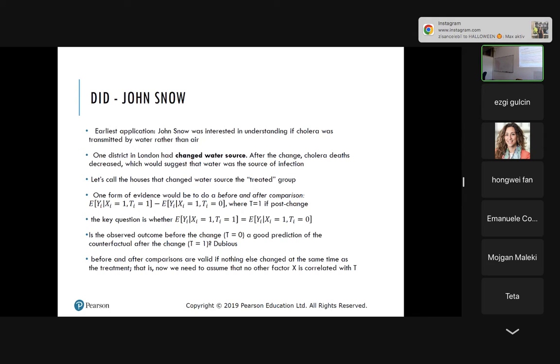So let's build it. We need to go back to the elements of the difference in differences: we need a treatment group, we need a control group, we need two periods. And then we need a variable W, which is unobserved, and we assume that this is the timing variable. So in this case, which is the treatment group? This is the houses that changed the water source. Then we will find the control group.